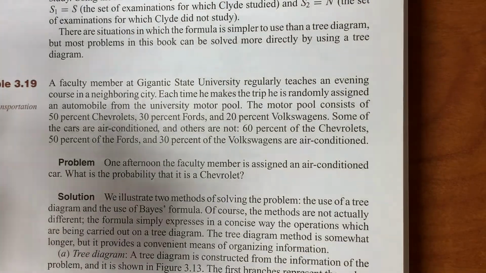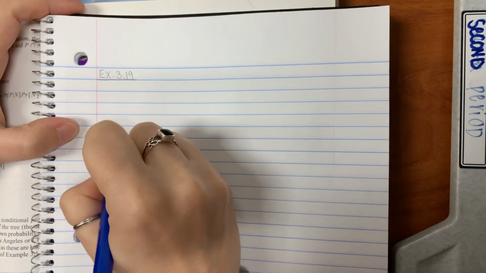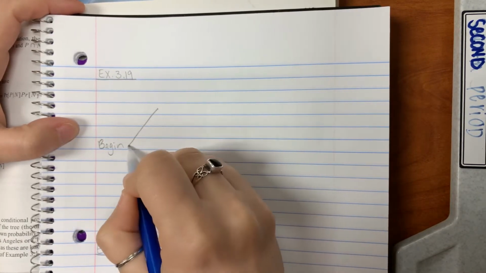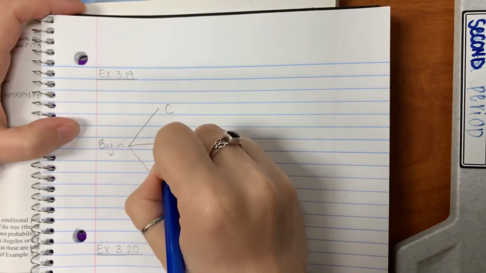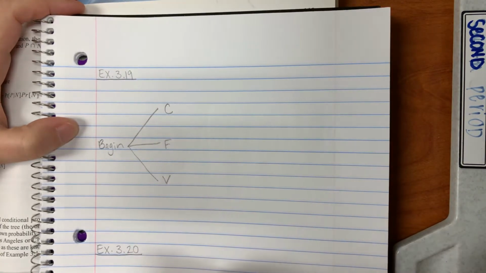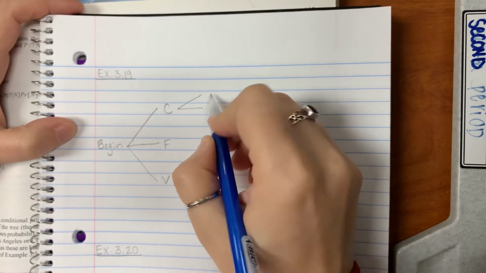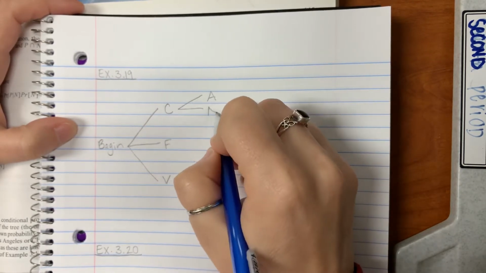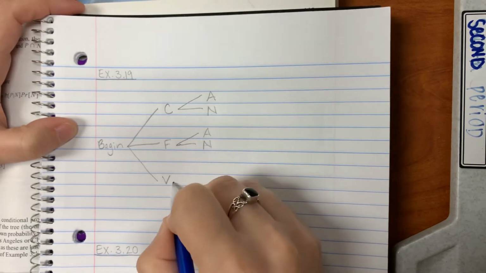Okay, so in my head, I'm thinking about what my tree diagram is going to look like, right? So when I begin, it seems to me that he is picking between these three types of vehicles that they gave. They said Chevys, Fords, and Volkswagens. And then they started talking about whether or not it was air conditioned. So air or no air. Air or no air for each of them.